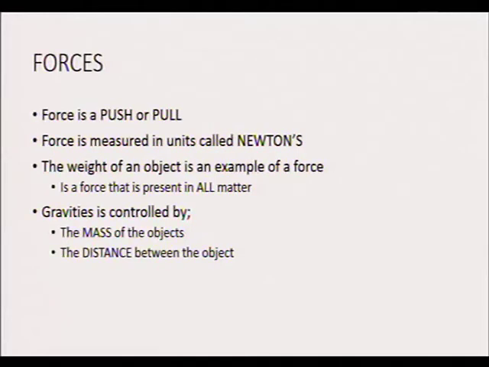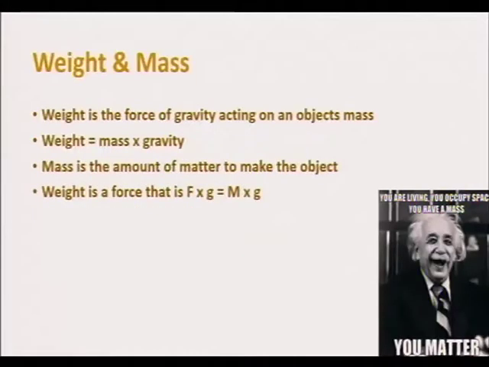Gravity is a force, but this force is controlled by the mass of the object as well as the distance between the objects. The weight of the object is determined by the gravity, because the weight is calculated using the gravity. Then here we have weight and mass. Mass is the amount of matter in an object. Weight is a force, and we use gravity to calculate the weight. We use mass times gravity to calculate the weight.